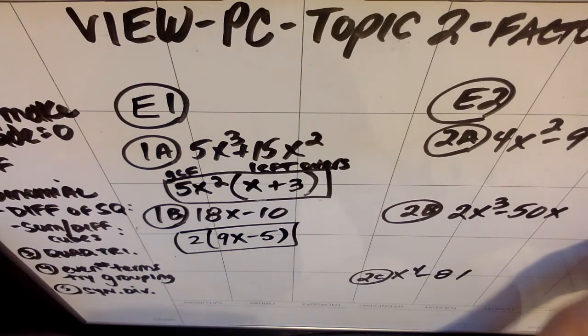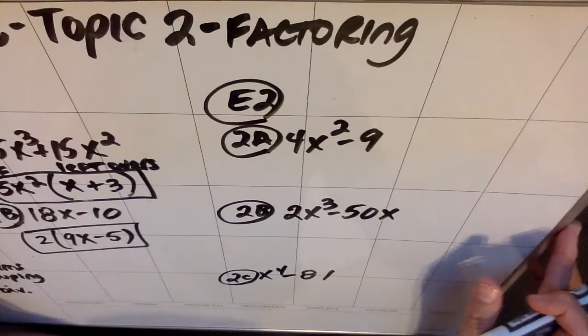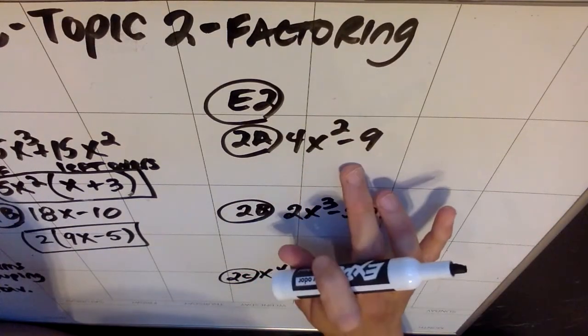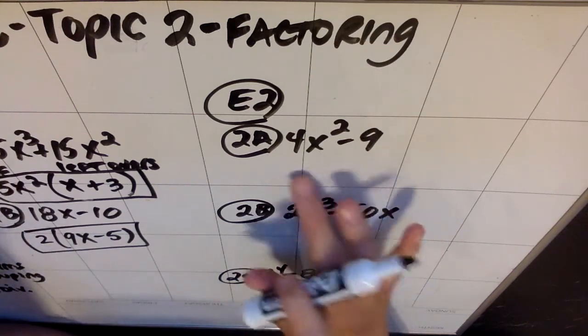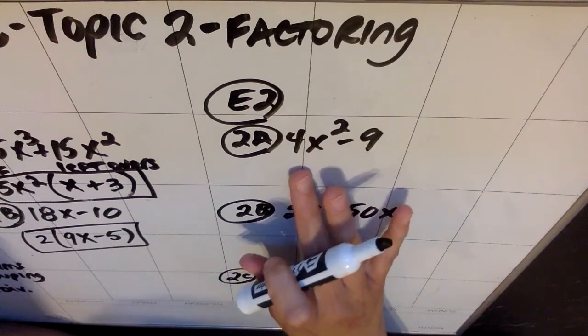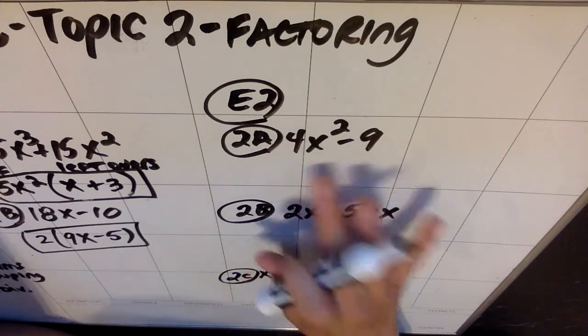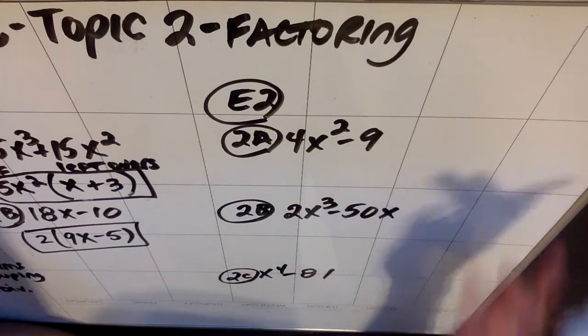All right, so let's move on to example 2. So I look for a GCF first. I see 4x squared minus 9. 4 and 9 have no factors in common, right? 4 is just 2's and 9 is just a bunch of 3's, right? And there aren't x's in common either, so I can't take out a GCF.